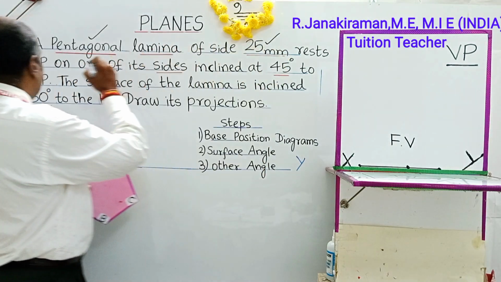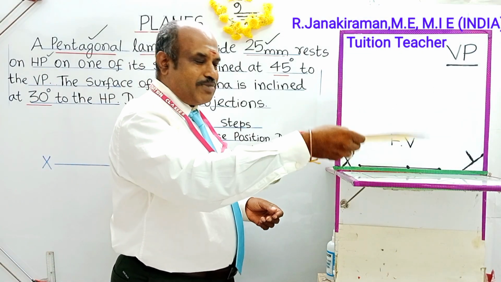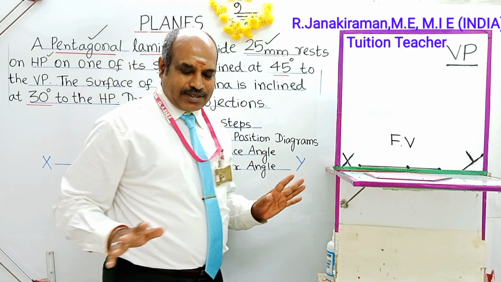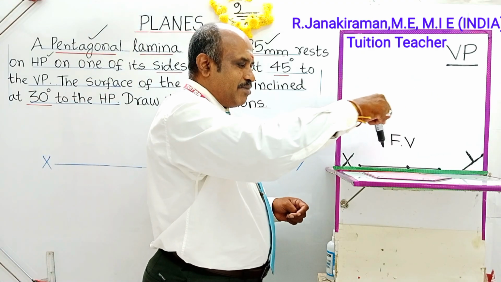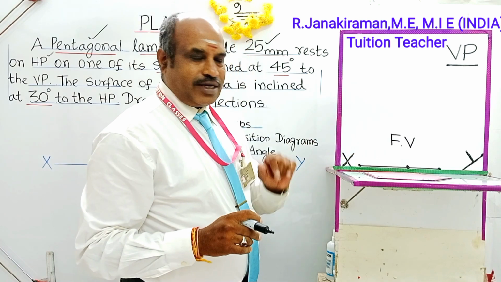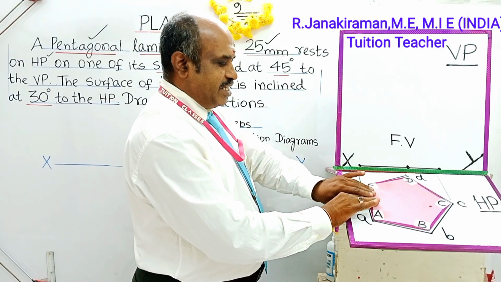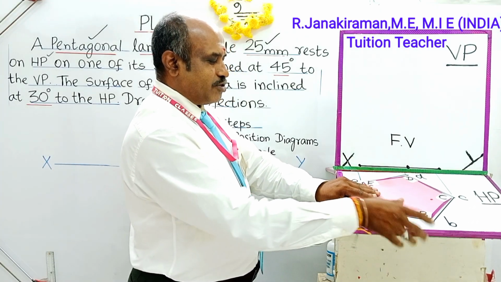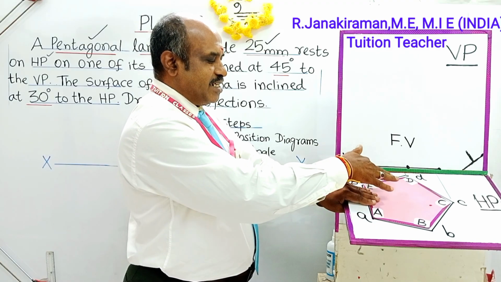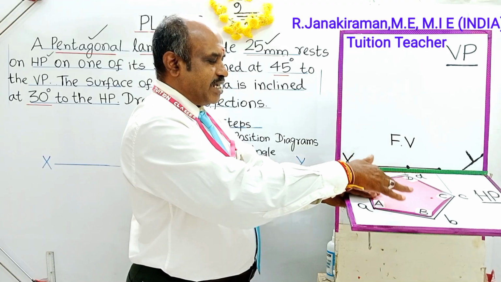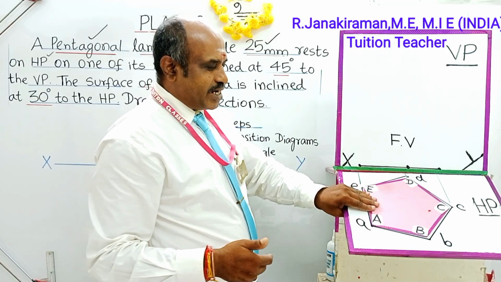Rests on HP means you imagine the pentagonal lamina is placed on the HP itself, like this. This rose color part is called the area of the lamina. The area of the pentagonal lamina is fully in contact with the horizontal plane. It is placed in such a way that the resting edge is AE, and this AE side is vertical with the vertical plane, meaning perpendicular to the vertical plane. This will be the position of the pentagon.